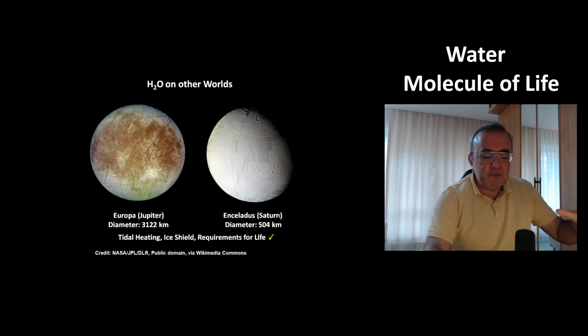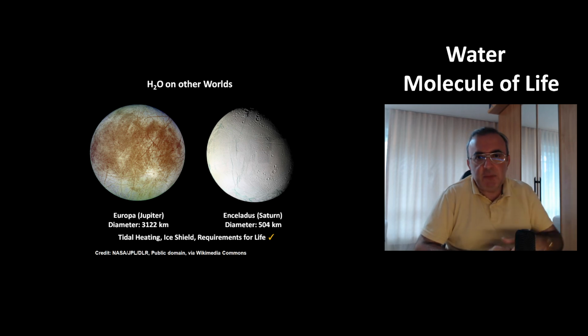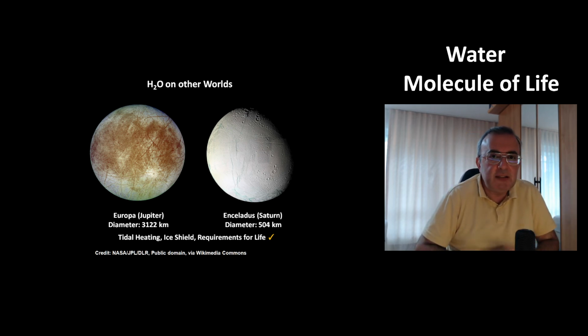That was about water in our world. Now about water in other worlds. This was a great surprise for scientists when they had the first measurements of these two moons, Europa and Enceladus. Europa is a moon of Jupiter. It is a bit smaller than Earth's moon. And the surprise was that these moons were much warmer than previously expected.